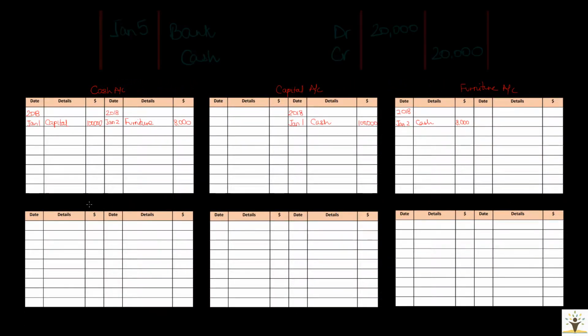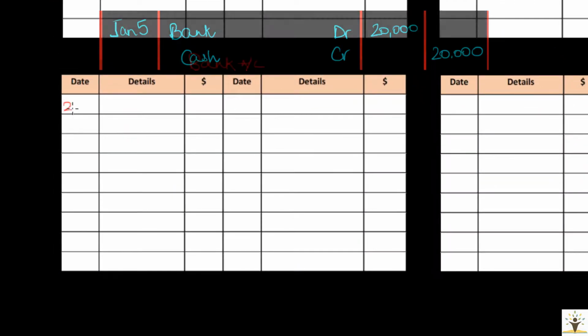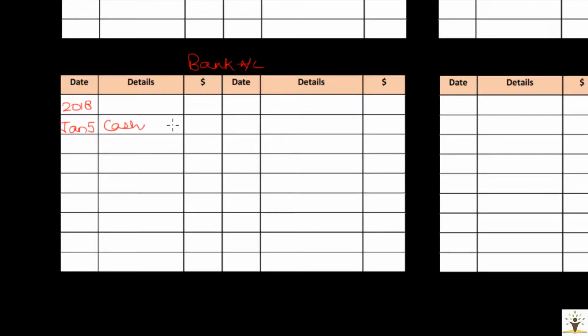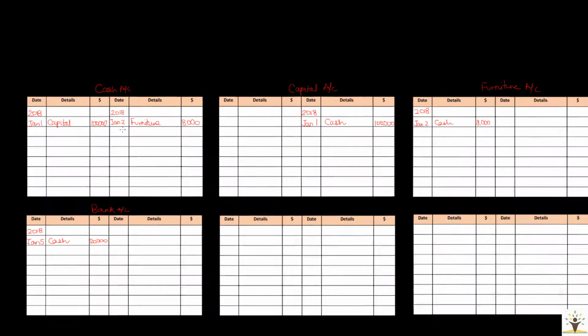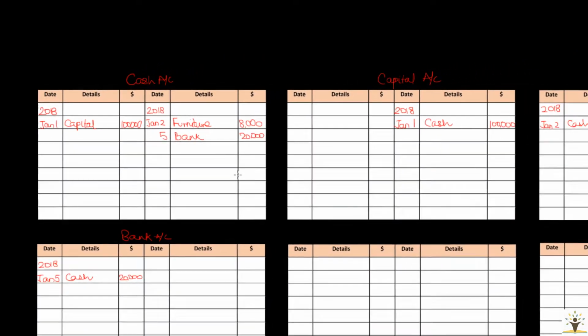Next transaction, cash is deposited into bank. Bank is debited and cash is credited. Let's make a bank account. Go to the debit side of bank account, record the date. Details will be the account that is credited, cash, and 20,000 in the amount column. Second effect will be given in the cash account credit side, Jan 5, date column. Details will be the account that was debited, bank, and 20,000 in the amount column.